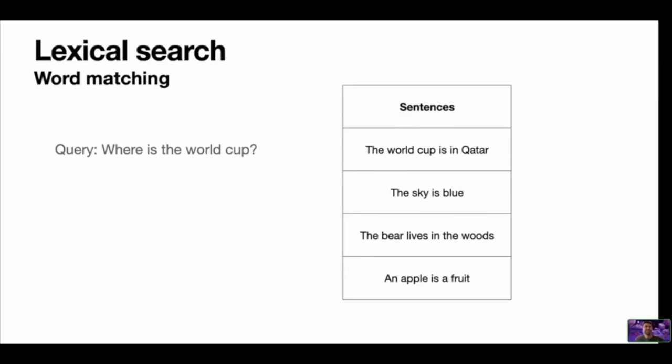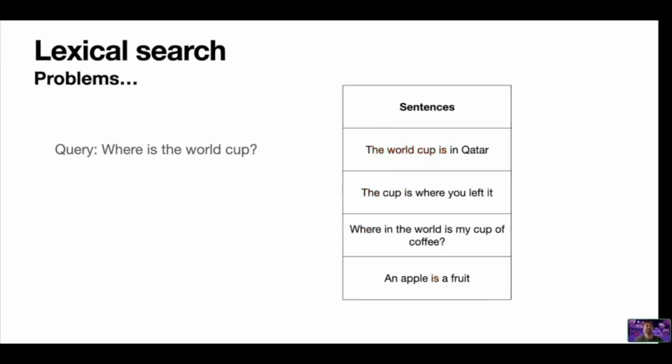I have 4 sentences and a question, and I want to see which sentence is closest to the question. The first thing I do is count how many words overlap, and the first one wins. This is lexical search, and it's terrible because, as you can imagine, I could have sentences that look a lot more like my question, in that they overlap in many more words, but are wrong, and lexical search doesn't take care of that. For example, "Where in the world is my cup of coffee" is lexically the closest sentence to "Where is the World Cup", but that's not the answer.